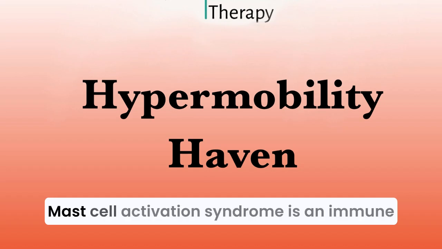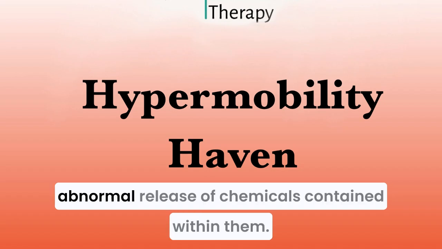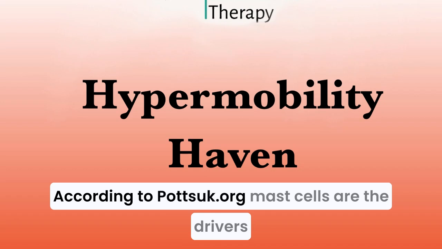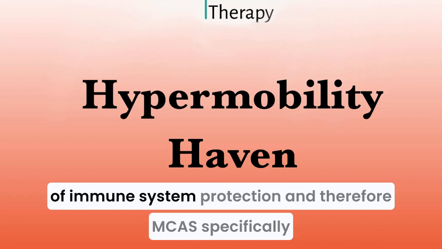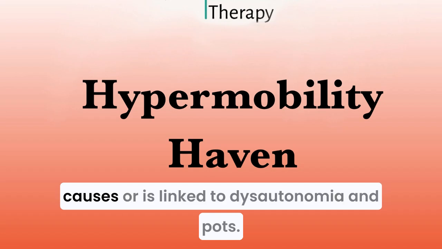and that can cause the vascular system to collapse. Mast cell activation syndrome is an immune dysfunction caused by abnormal mast cells or abnormal release of chemicals contained within them, according to potsuk.org. Mast cells are the drivers of immune system protection, and therefore MCAS specifically affects the gut, skin and endothelium, and also causes or is linked to dysautonomia and POTS.